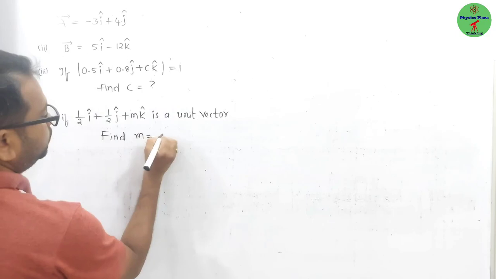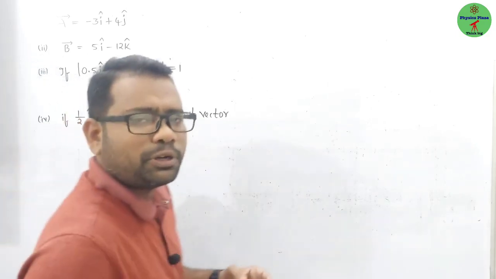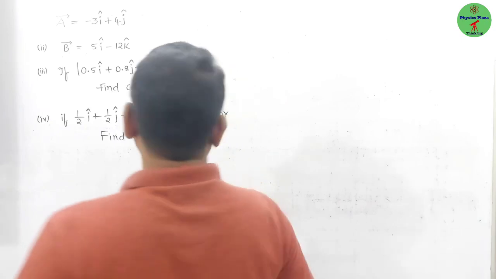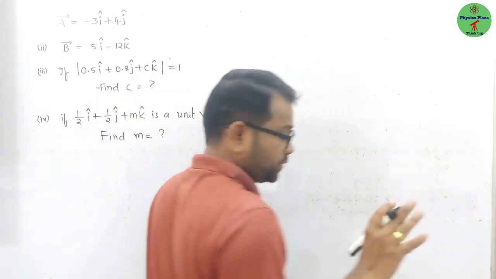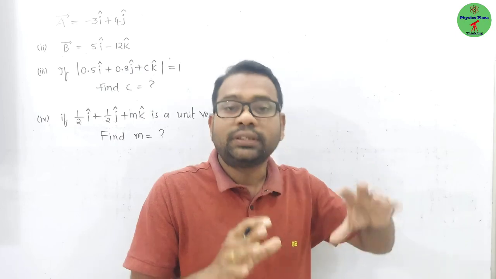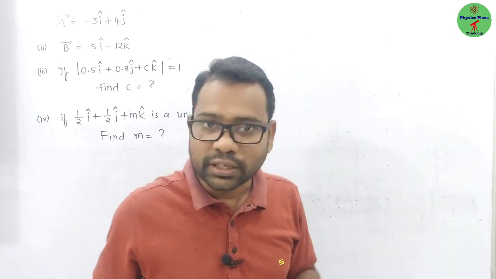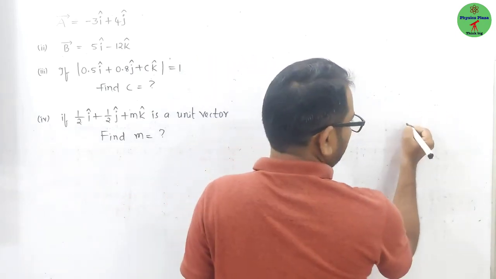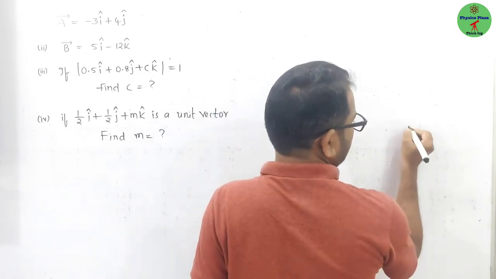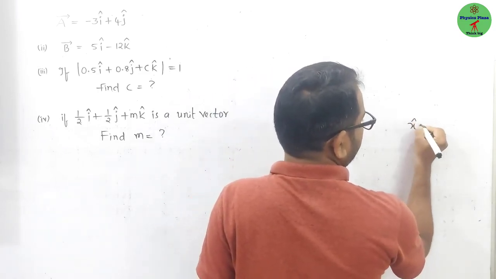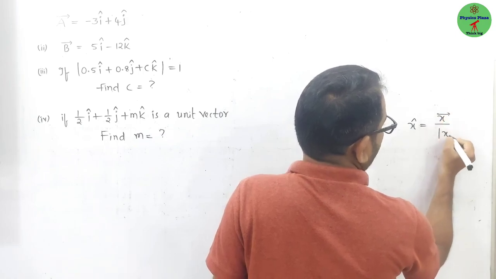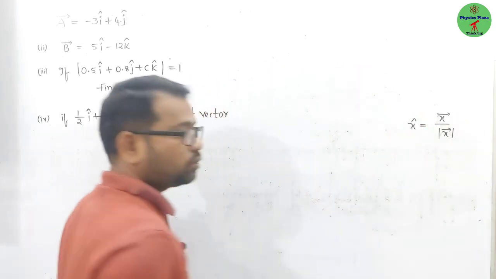Find m is equal to how much? Children, let us solve simple numericals to have more understanding about the unit vector. As we discussed, if any vector is divided with its magnitude, then as a result we get a unit vector, right? So for example, the unit vector of x is nothing but vector by its own magnitude. This is what we are going to apply.